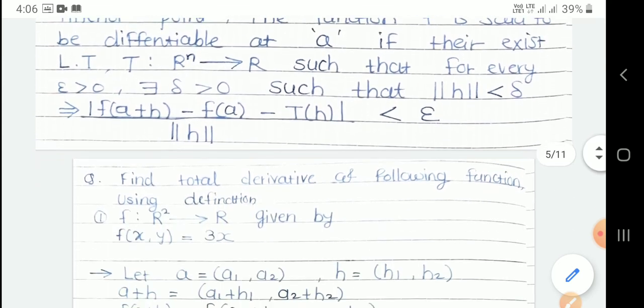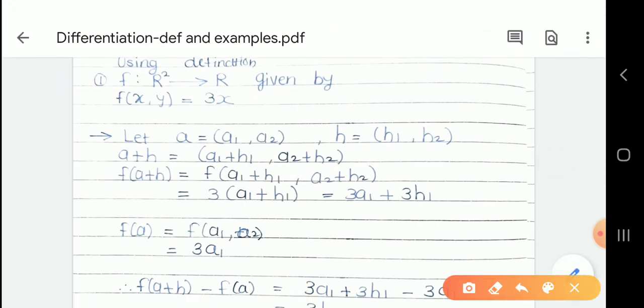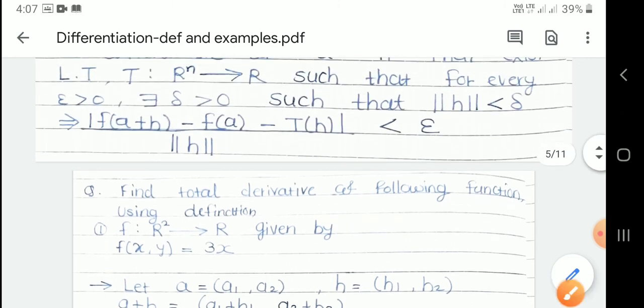Okay, we solve some examples to find the total derivative of the function. So the first example is: find the total derivative of the following function using definition. Our function f is a function from R2 to R, a scalar field, and it is given that f of xy is equal to 3x. Now we have to use the definition. What is the definition here?